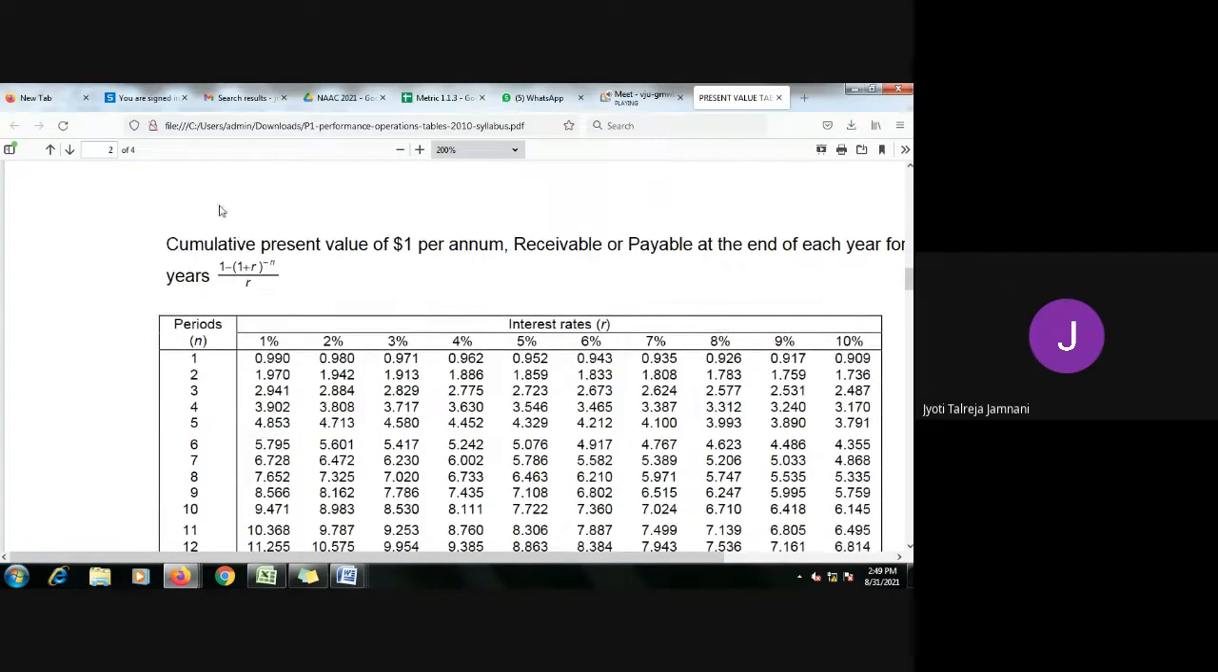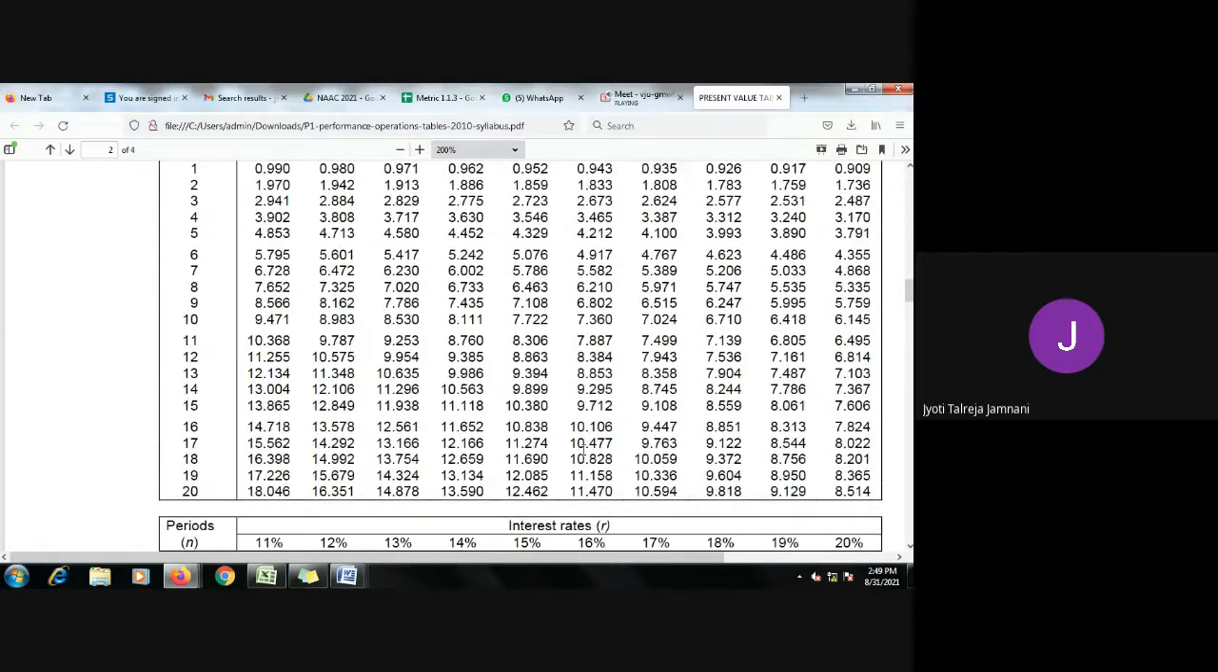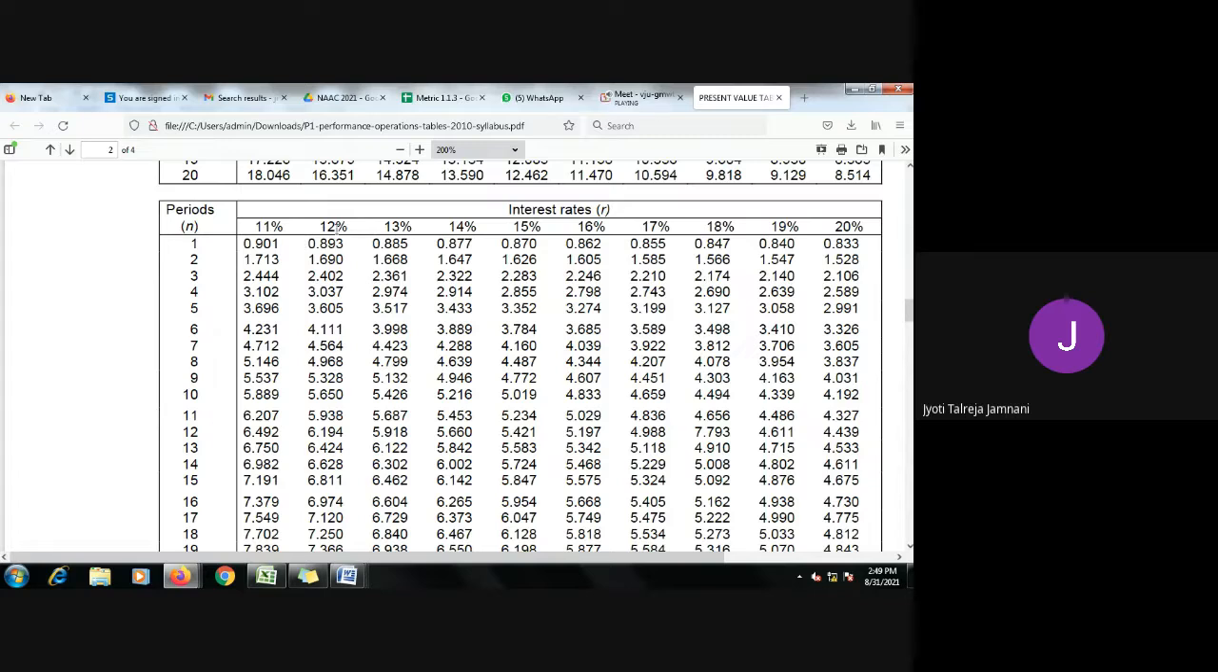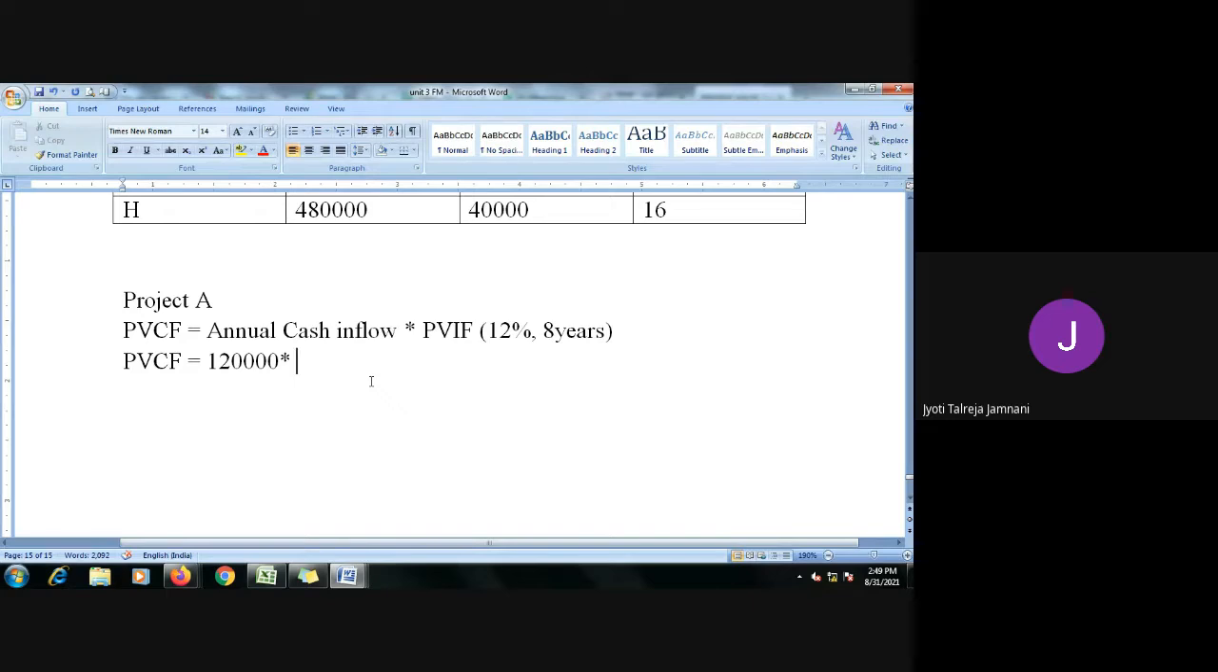So this is annuity cumulative. Okay. And I need 12% here. So I'll go to the 12% factor values. And for the 8th year, in annuity, we don't see for 1 year, 2 year, 3 year, till 8 years. We just need the 8th year annuity value, that is 4.968. So we will write it there. 1,20,000 into 4.968 will get the present value of cash flows, which is 5,96,160. is the present value cash flows.